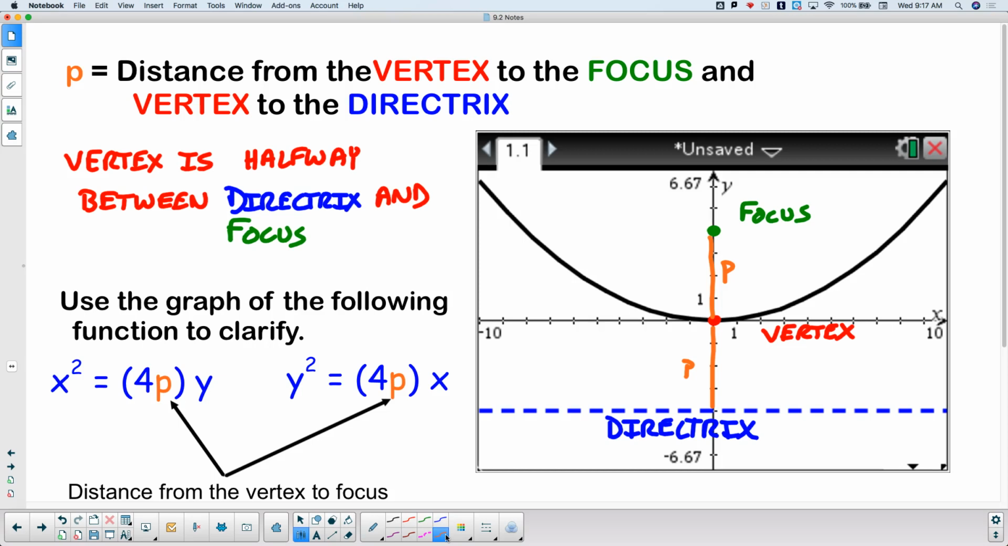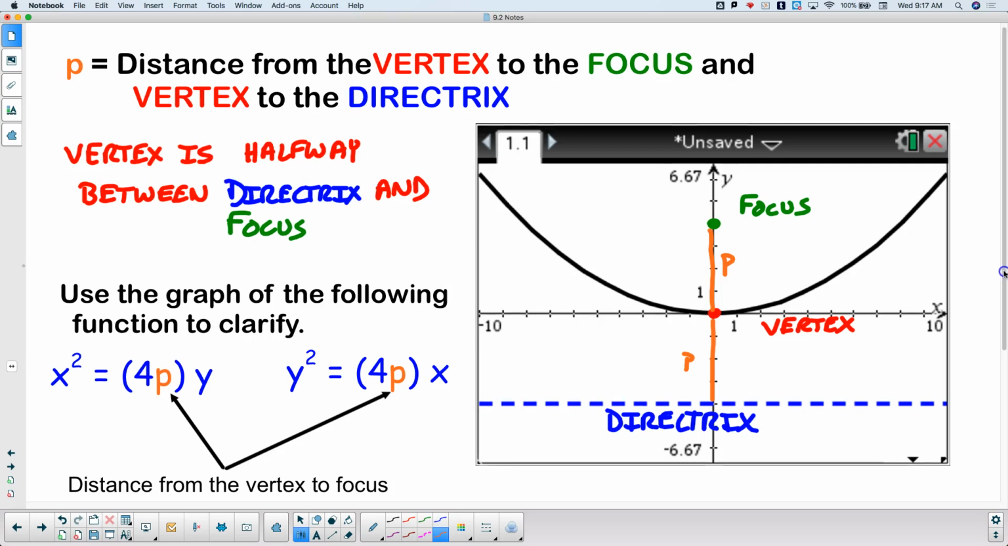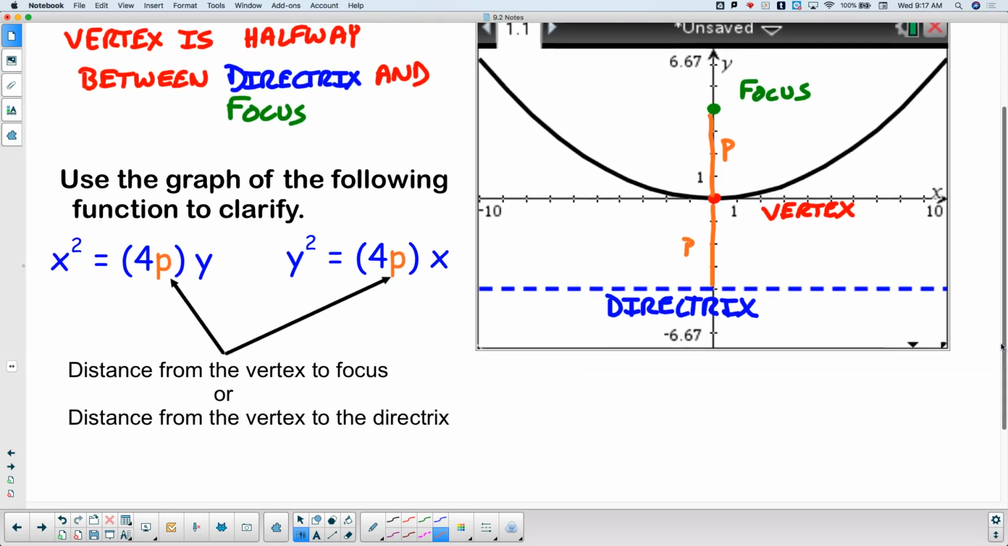I can find P from the equation. Okay? The basic form of the equations is going to be either x is going to be squared or y is going to be squared. Okay? And then the coefficient on the non-squared term is equal to 4p.